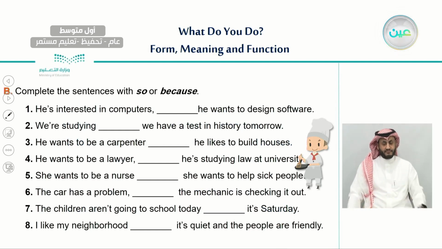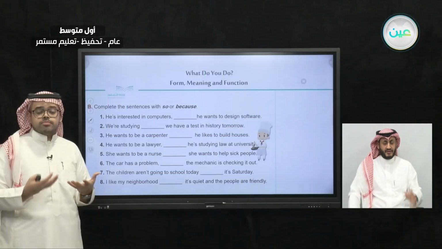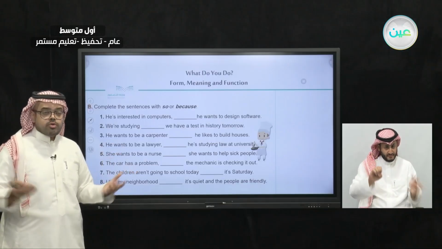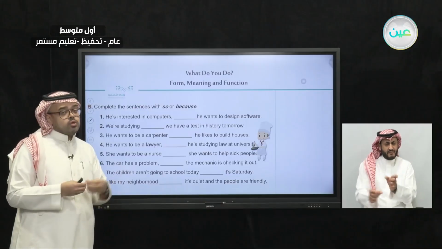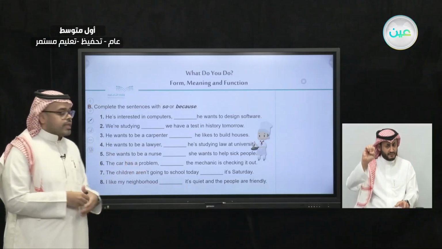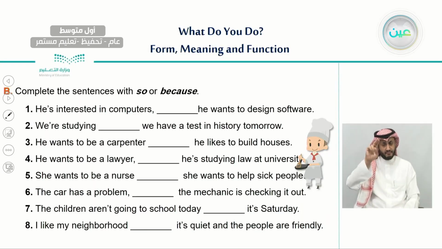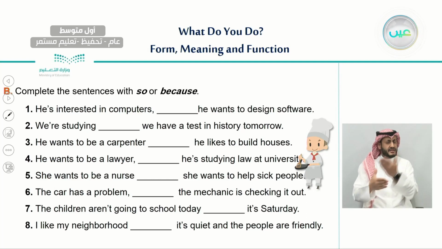Now, in exercise B, we have a very interesting exercise. Let's practice and learn the difference between so and because. In exercise B, it says complete the sentences with so or because. Let's read them and try to figure out whether we use so or because. The first one says, he is interested in computers, blank, he wants to design software.